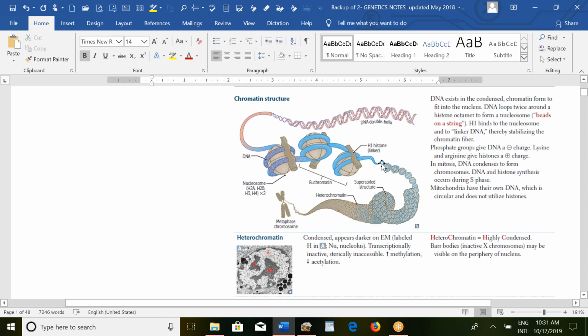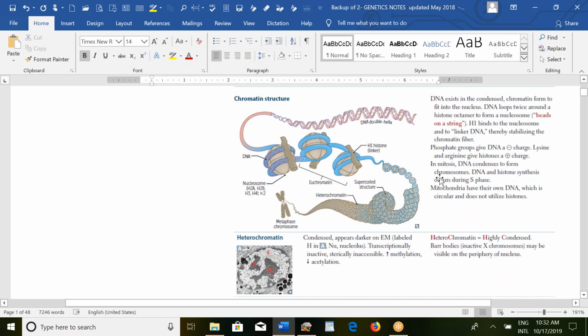H1, which is histone 1, histones can be of 4 types. So H1 binds to the nucleosome and to the linker DNA. This is the linker DNA, which is linking them, thereby stabilizing the chromatin fiber. So phosphate groups give DNA a negative charge. Lysine and arginine give histones a positive charge. So positive and negative charges will bind with each other tightly.